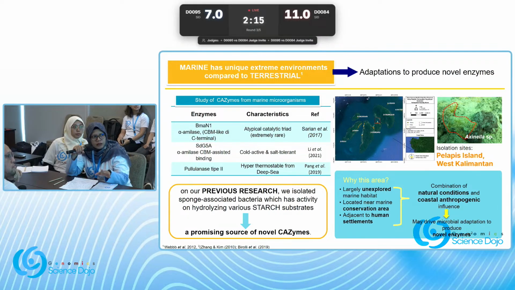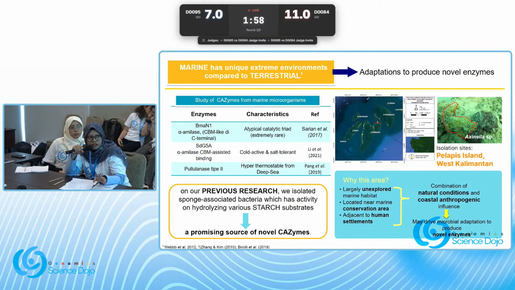And why did we choose Pelapis Island? Pelapis Island is an island in West Kalimantan. It has a largely unexplored marine habitat, located near a marine conservation area and adjacent to human settlement. This combination of natural condition and anthropogenic influence may drive microbial adaptation to produce novel enzymes. So to uncover the genetic potential of this isolate, we took a genome-based approach.